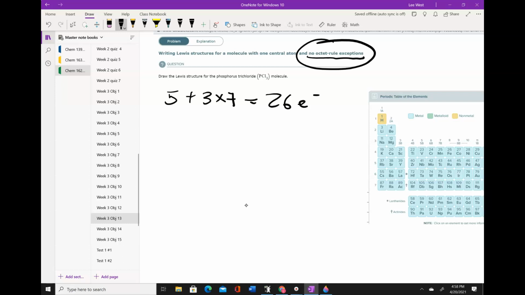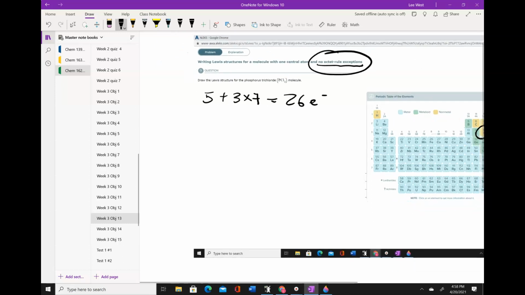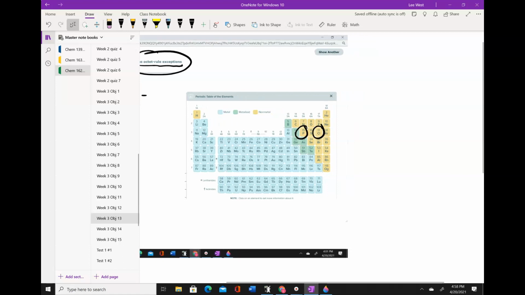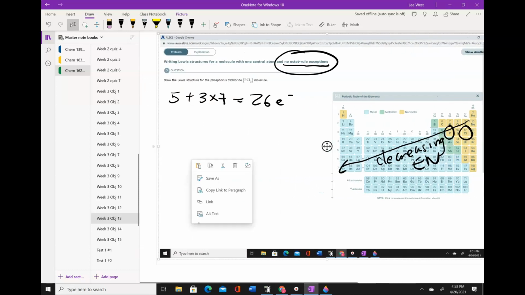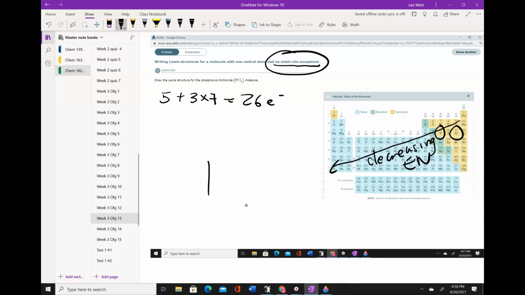Now I have to identify what atom goes in the middle. Is it phosphorus or is it chlorine? The easiest way that I remember it is that the one that goes in the middle is the one with the lowest electronegativity. Phosphorus has a lower electronegativity than chlorine, so phosphorus goes in the middle, and the chlorines are on the outside. They have to be connected to the central atom by at least single bonds, or otherwise nothing is going to hold together.